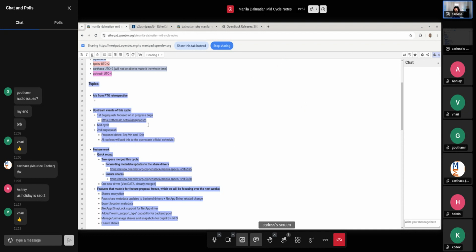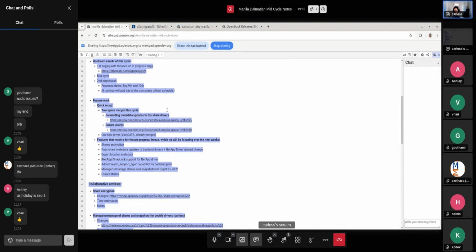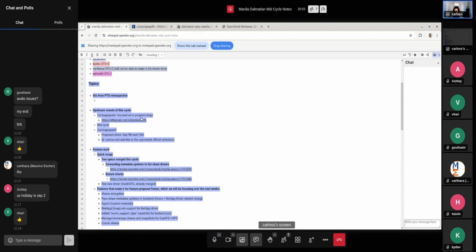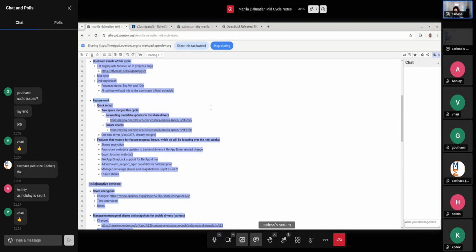Okay, so this is going to be pretty much a recap. I'm getting closer to the upstream events for this cycle and getting into some feature work that we are doing. So, a quick recap. We had two specs merged this cycle, and the two code changes related to those specs are being worked on.